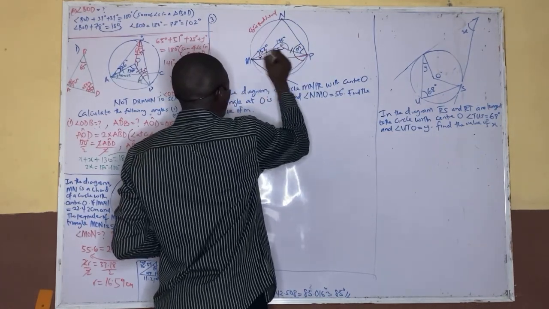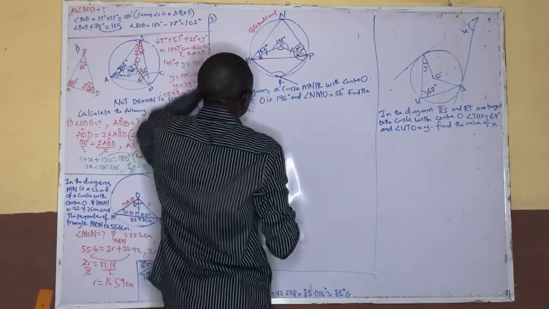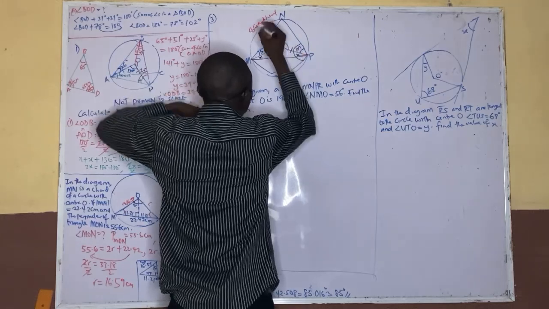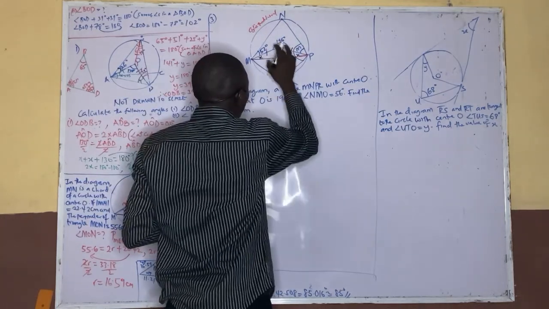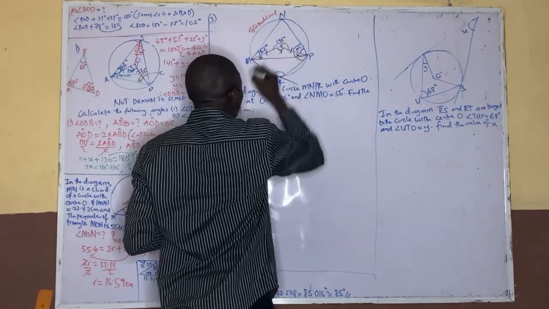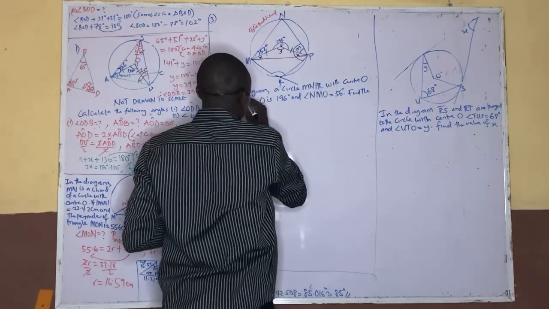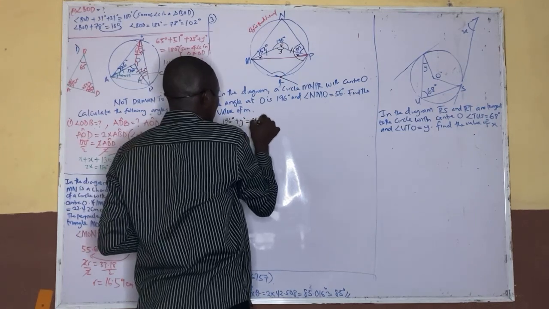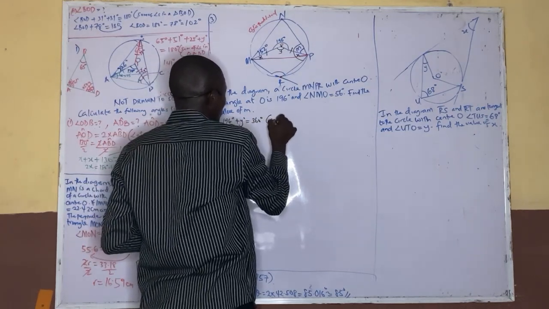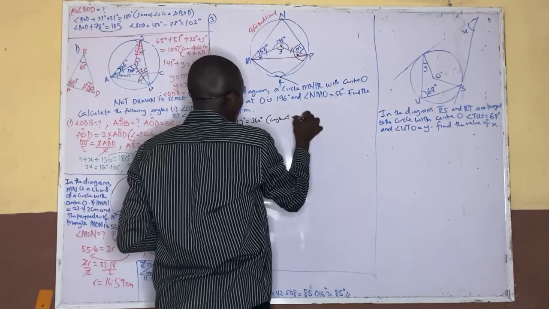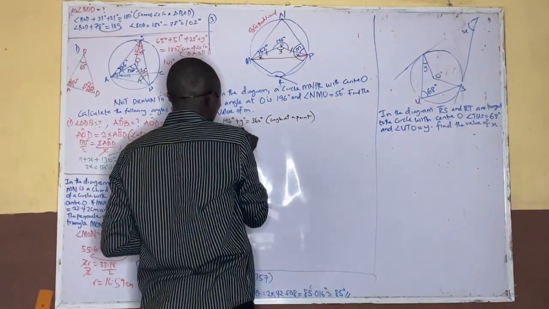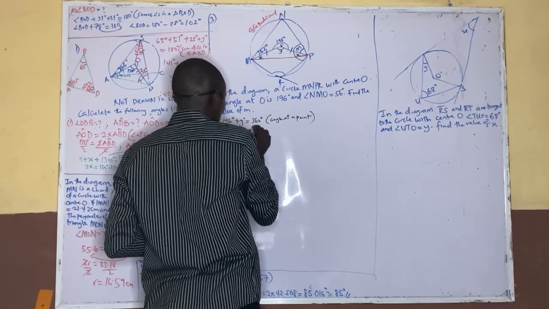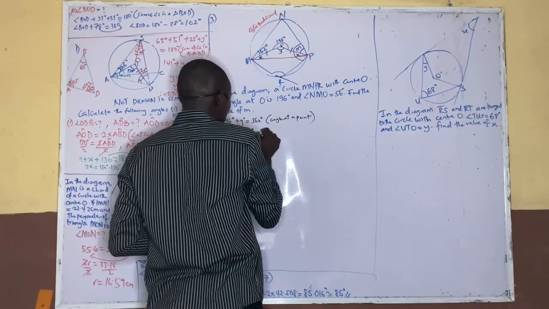This one, let's call this one x and x. So 196 plus this angle here, call this angle here y, so that you can get it. So 196 plus y will give you angle at the point. So 196 degrees plus y equals 360 degrees. Angle at a point. So we have y equal to 360 degrees minus 196 degrees.